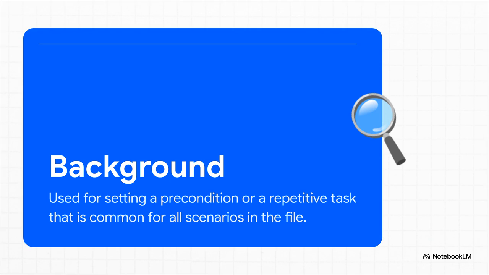Okay, now let's talk about background. Just imagine you've got 10 different tests you need to run on a user's account page. Well, for every single one of those tests, the user has to be logged in first. Now, instead of writing "Given the user is logged in" 10 different times, you just put it once in the background. Think of it as the common prep work for all the tests in this file.